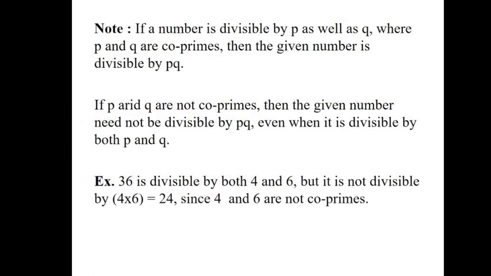Okay, if P and Q are not co-primes, then the given number need not be divisible by PQ. So the divisibility by both P and Q should be for co-primes. Here, for example, 36 is divisible by both 4 and 6, but 4 and 6 are not co-primes, right? So it is not divisible by 24, since 4 and 6 are not co-primes.